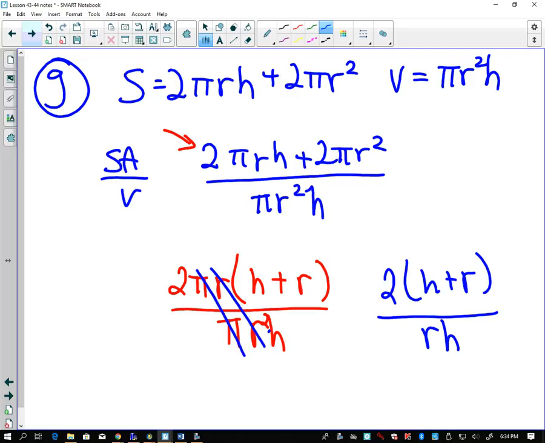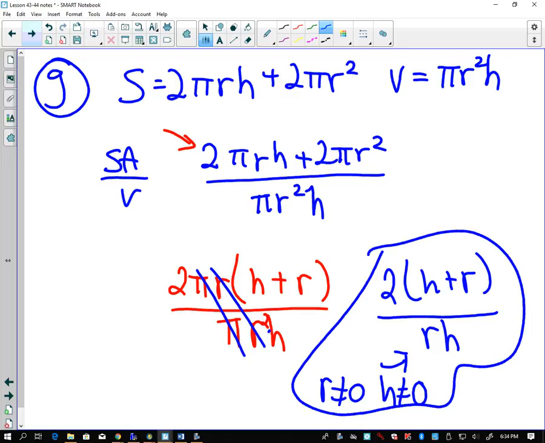And let's see, it also wants to know what our excluded values are. That's going to be based upon this. So r can't equal 0 and h can't equal 0. If either of them equals 0, it causes my denominator to equal 0. So that's your answer right there for G, if it happens to be the same G that I have.